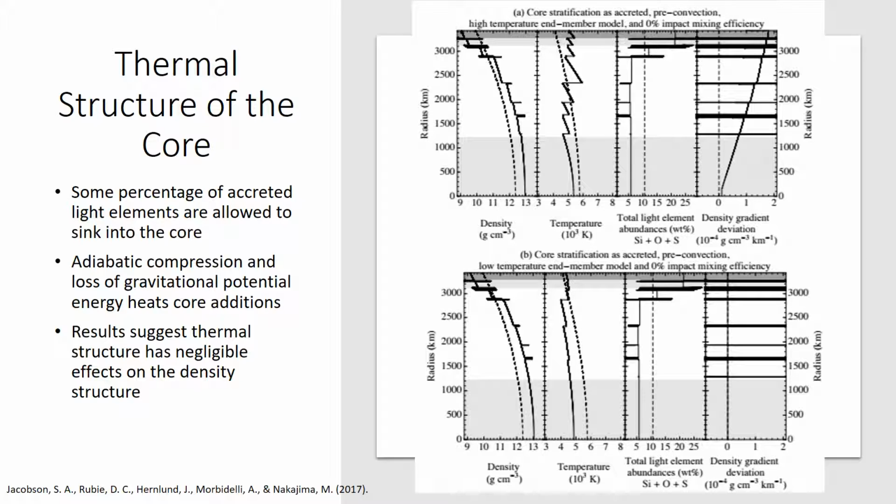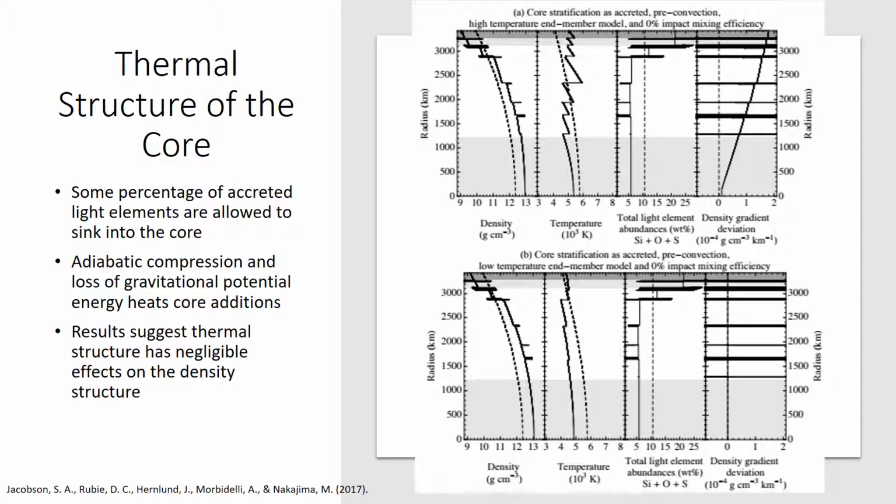Differentiation is the sinking of more dense core-forming material through the mantle and results in heating of the core through adiabatic compression and loss of gravitational potential energy. The authors considered two cases. One, shown in the top figure, where all of the thermal energy due to gravitational potential energy loss is retained. The second figure corresponds to the loss of this thermal energy through conduction with the mantle. Notice that the figures display the exact same density profile, showing that this thermal state of the core has negligible effects on the density profile.